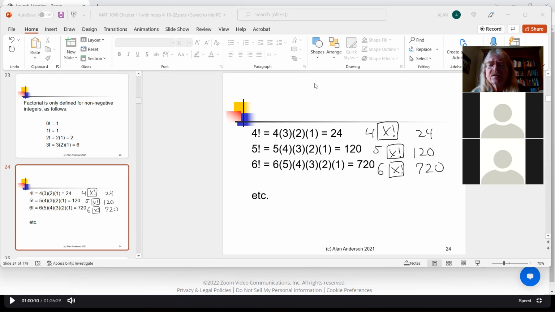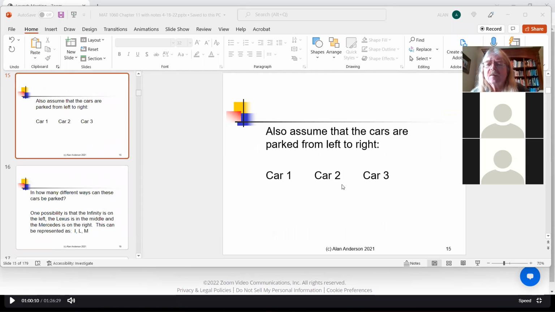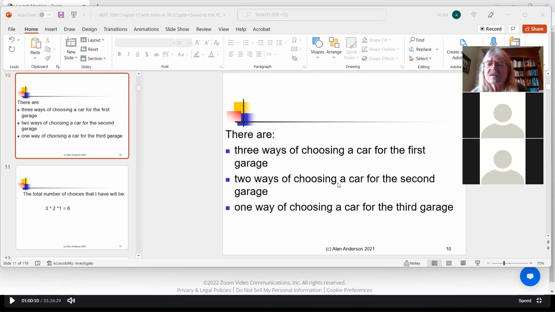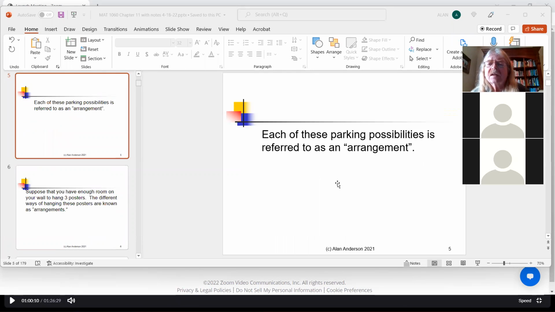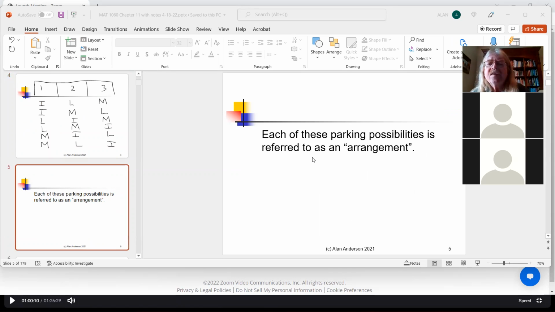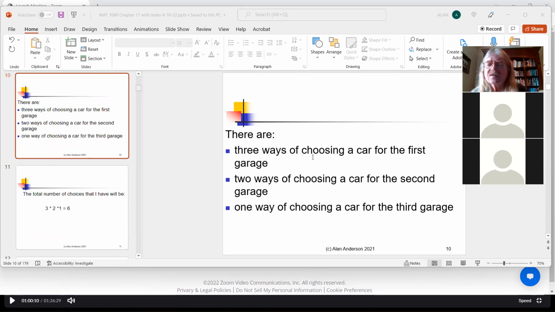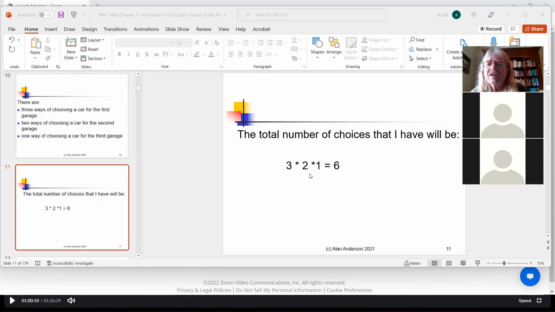All right, anyway, here's how we calculate these factorials. We can use this function to calculate the number of possible arrangements of n objects, like the cars. With the 3 cars, we had 6 arrangements, and you can calculate that very simply with your factorial operator, because 3 factorial is in fact 3 times 2 times 1, or 6.